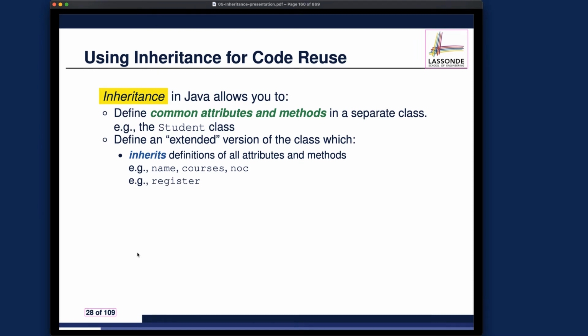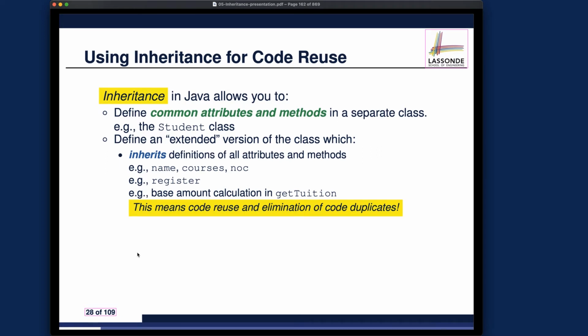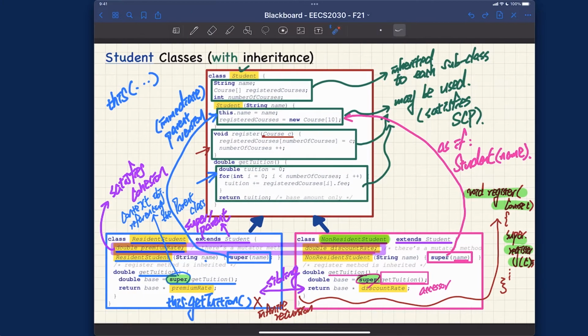Okay, also register method and base amount calculation of get tuition, right? That's something we just went over already. And this means code reuse and elimination of code duplicates and satisfying the single choice design principle. And in the subclasses, you can also define new attributes and methods if necessary. For example, which I didn't list over here.